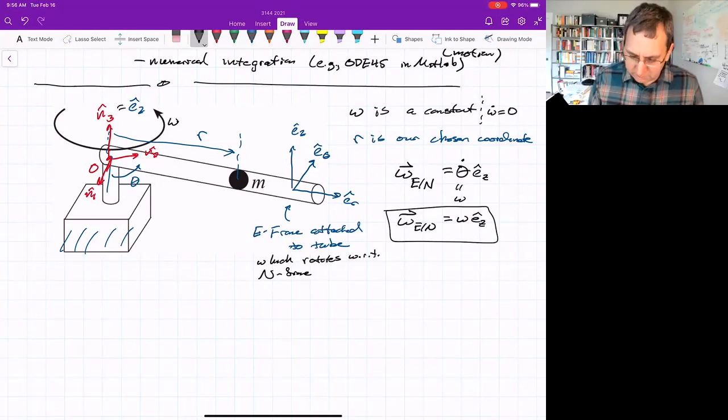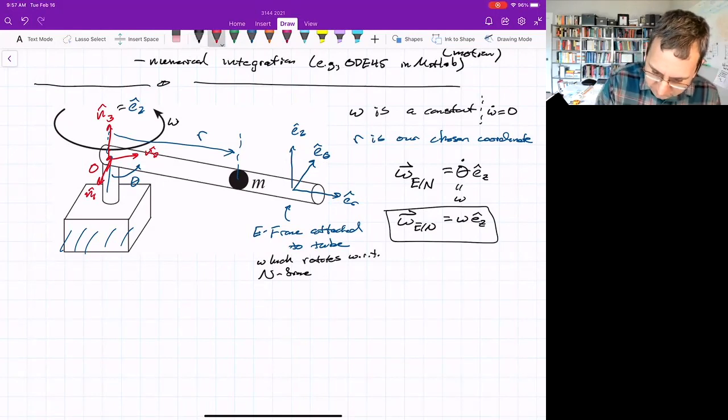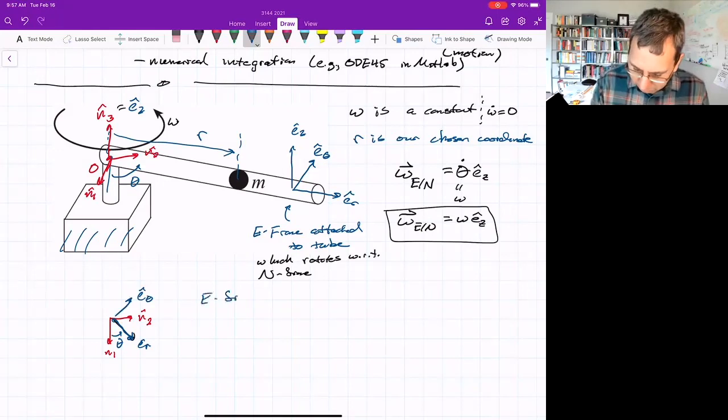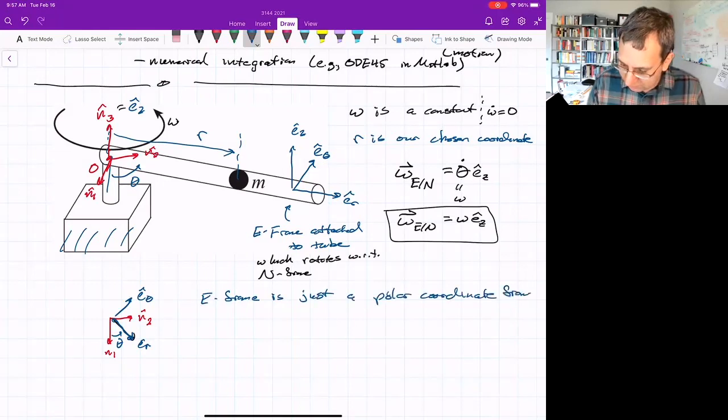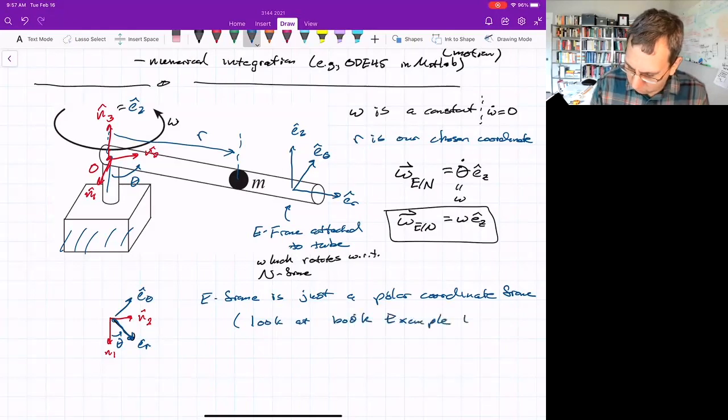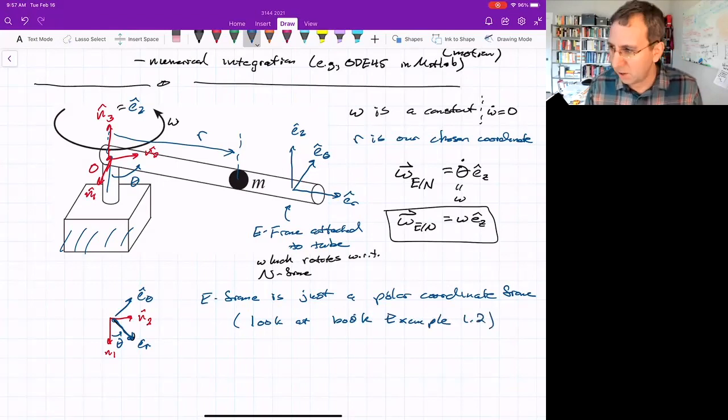If you view this from above, it's the same as a polar coordinate frame. Very much a polar coordinate frame. Here's our angle theta, here's ER, here's E theta. The E frame is just a polar coordinate frame. And that's nice because then we've done some work with polar coordinate frames and getting the inertial velocity. If you want, you could look at the book example 1.2, and it goes on and on about the polar coordinate frame.